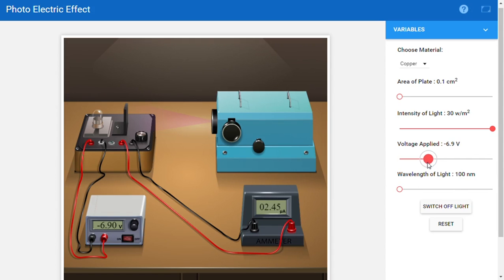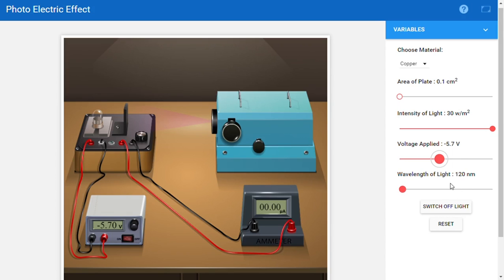For wavelength 100 nanometer, the stopping potential is 7.8 volts. Now for 120 nanometer, the stopping potential is 5.7 volts. So as we can see, as the wavelength is increased, the stopping potential is decreased.